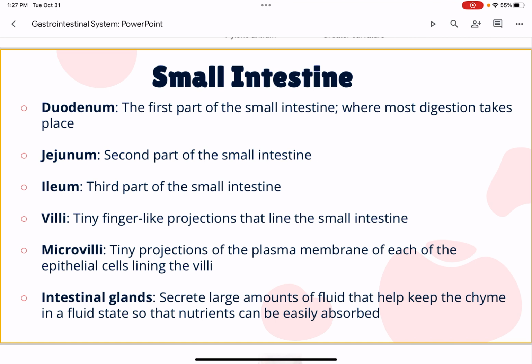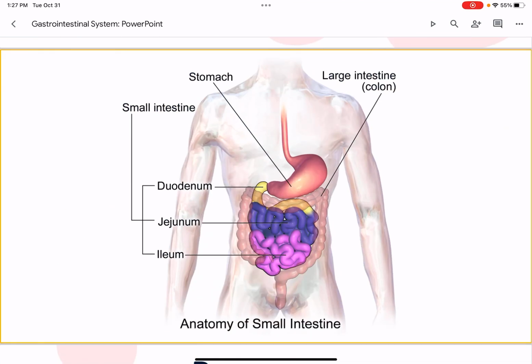Goblet cells in the mucosa of the small intestine secrete alkaline mucus that helps protect the intestinal wall from acidic chyme and from the action of digestive enzymes. About 90% of absorption of nutrients from food occurs in the small intestine. And this is just a picture showing the anatomy of the small intestine.